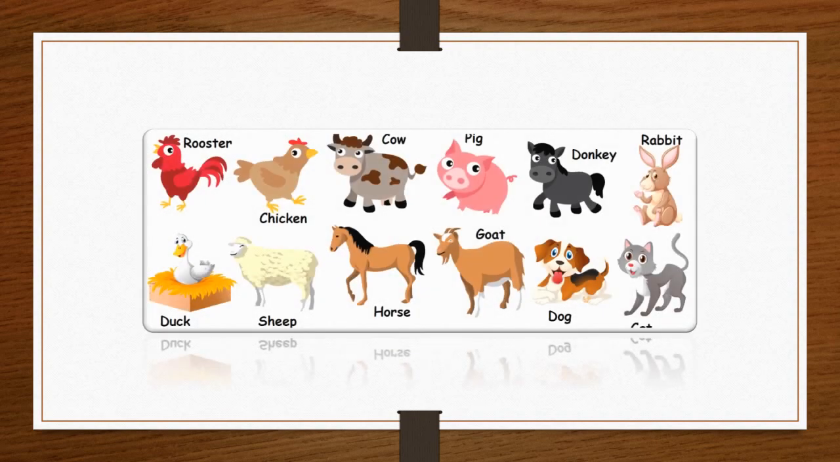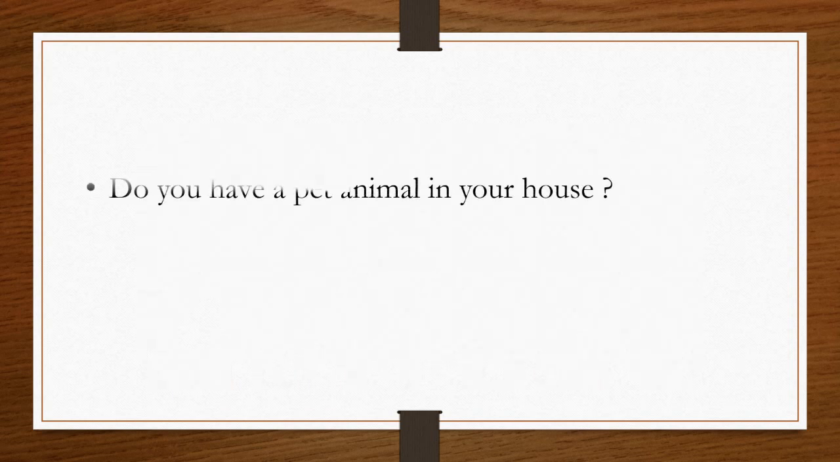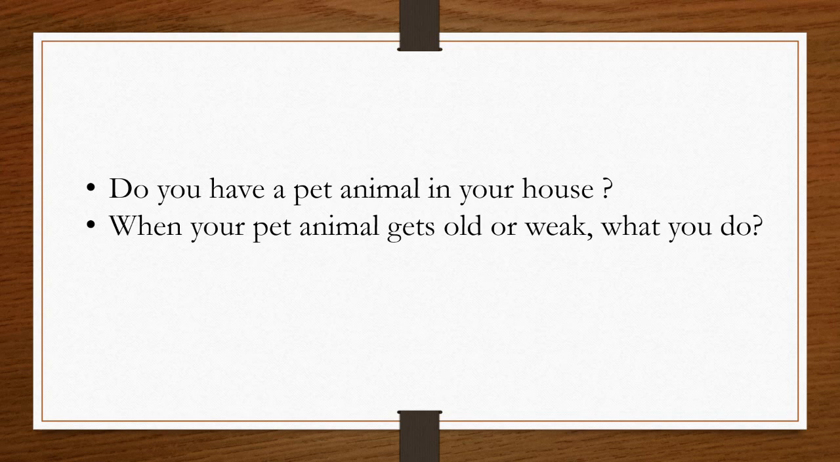So students, I want you to describe this picture. Very good. There is cow, horse, goat, dog, cat, donkey, sheep, etc. So students, these all are pet animals. My next question is, do you have a pet animal in your house? Okay, so when your pet animal gets old or weak, what do you do? Very good. You take care of them. You look after them.